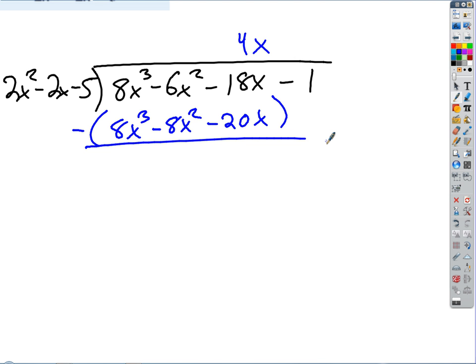Now notice that because you've lined up the powers of x, you can just focus on the coefficients when you do your subtracting. In the x cubed column, 8 minus 8 cancels. In the x squared column, negative 6 minus negative 8 gives you 2, and those are x squareds. In the x column, negative 18 minus negative 20 gives 2x. And what do I do with the negative 1? Drop it down.